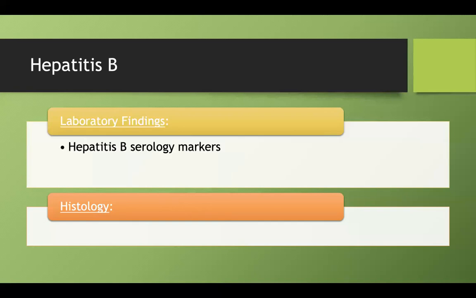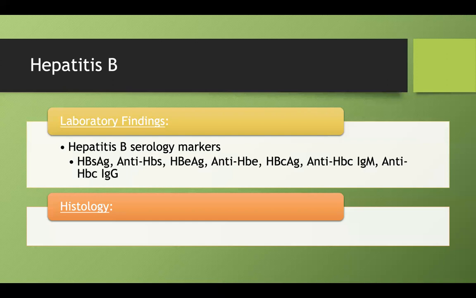So on laboratory findings, you're going to find classic hepatitis B serology markers, and I list some here. And notice how there's a ton of different markers. You have your antibodies here, and you also have these AGs. I'm going to explain what all of these mean so that you'll never miss a hepatitis B serology question again.